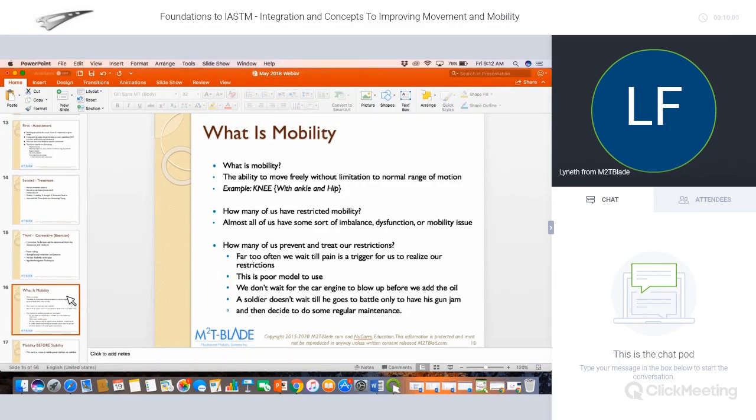So how many of us have restricted mobility? Almost all of us have some sort of imbalance, dysfunction, or mobility issue. Even if you have a client that comes in and says they don't have any pain or dysfunction, you can always take them through the steps that we introduce in our live course, how to actually assess those steps, improve the mobility, and actually get better movement and a better feeling. You don't know how good you feel until you feel great. Someone may not know that they're feeling bad until you make them feel better.